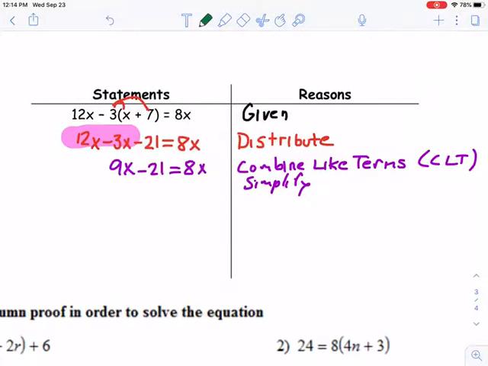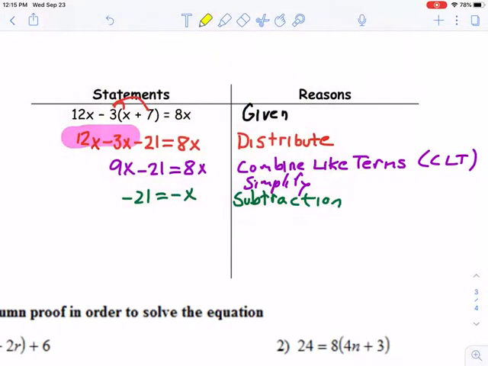Then I'm going to subtract 9x from both sides, so I'm going to get negative 21, and then 8x - 9x is a negative x. I subtracted. Subtraction property of equality.